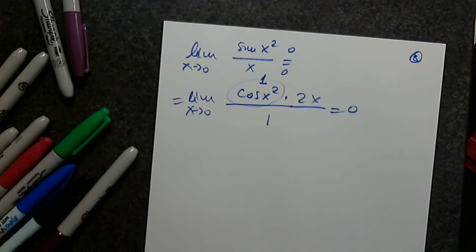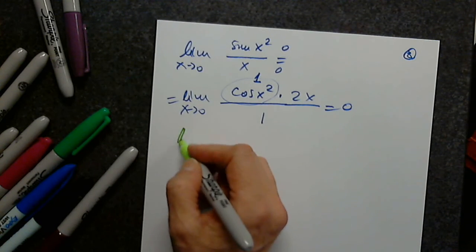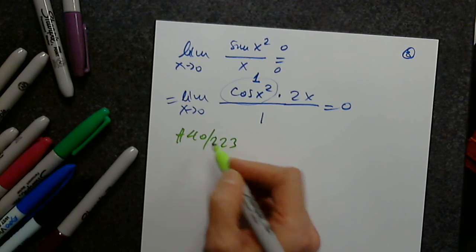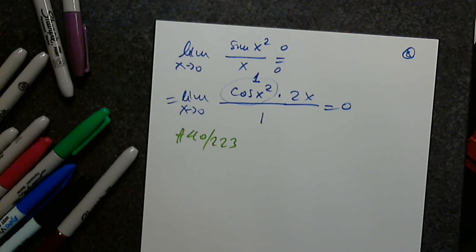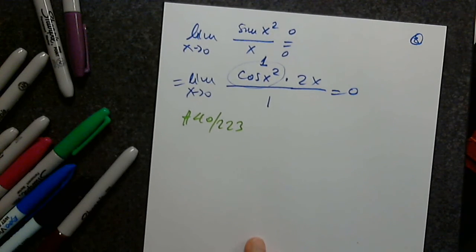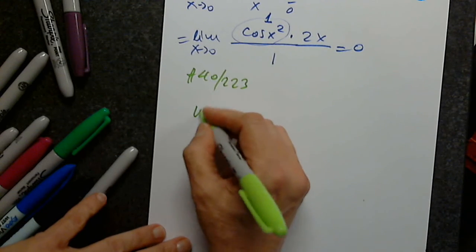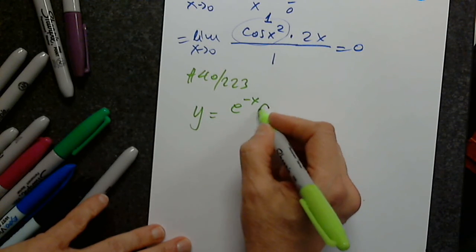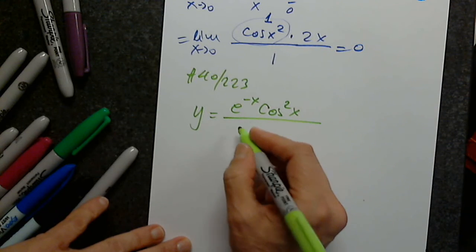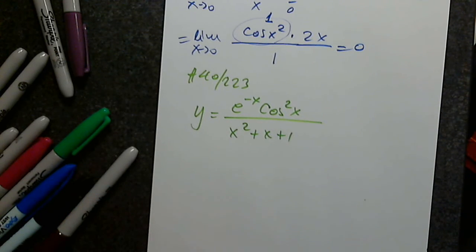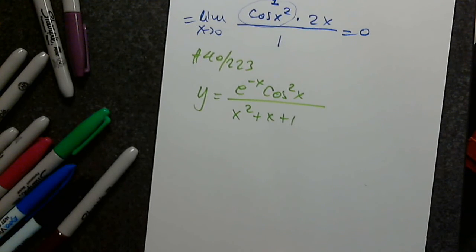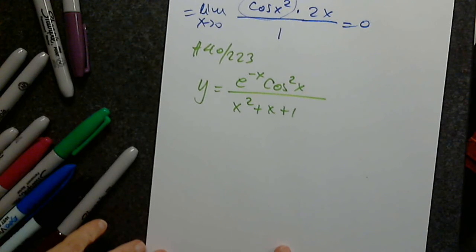Yes. Read number 40, page 223. Number 40 on page 223. Let's take a look. 223. Number 40. Oh, this one? Yeah. So use logarithmic differentiation to find dy over dx.